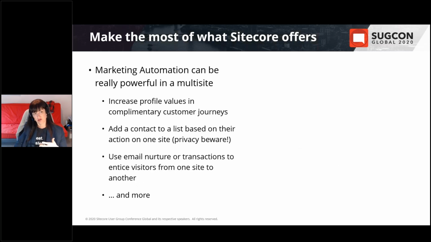And then marketing automation. Last but very much not least, learn what marketing automation can do for you. It goes a long way beyond email. It includes actions such as increasing profile values based on a trigger, or adding somebody to a list based upon the actions they have taken. Again, privacy beware, we're talking about personalization here. You can use email to nurture, or transactions to entice visitors from one site to another. There is an awful lot that you can do in marketing automation. You can even use it to increase engagement values so that you can bridge that gap between the segments.